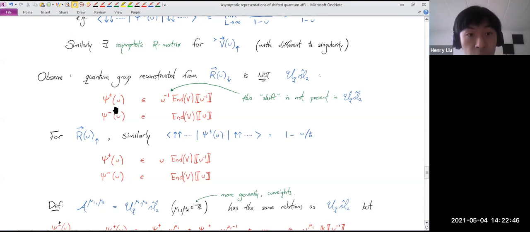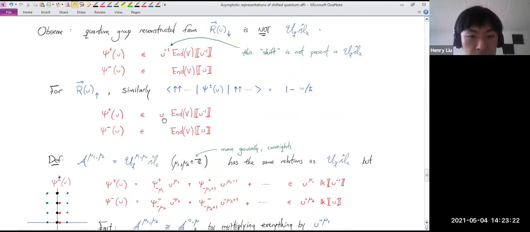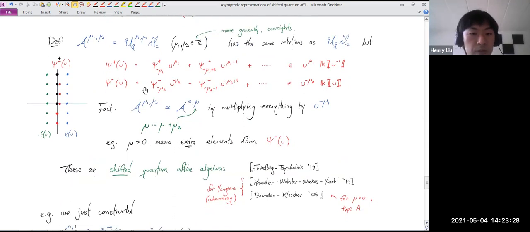And so what this means for the actual series psi plus and psi minus is that they also have to start at shifted places. In the case of a positive shift here, psi is missing a coefficient in comparison to the unshifted case. And in the case of here, psi has this extra term at -1 in comparison to the unshifted case. In general, this leads to the general notion of a shifted quantum affine algebra. So what's a shifted quantum affine algebra?